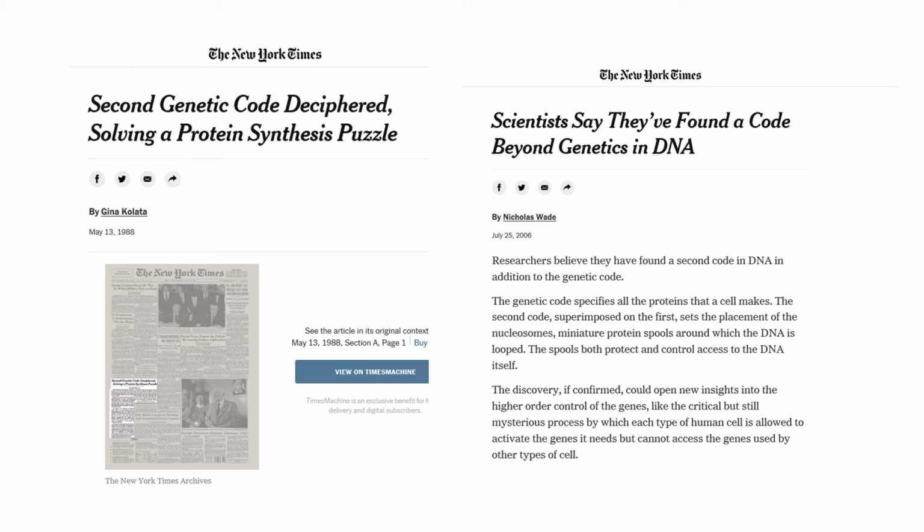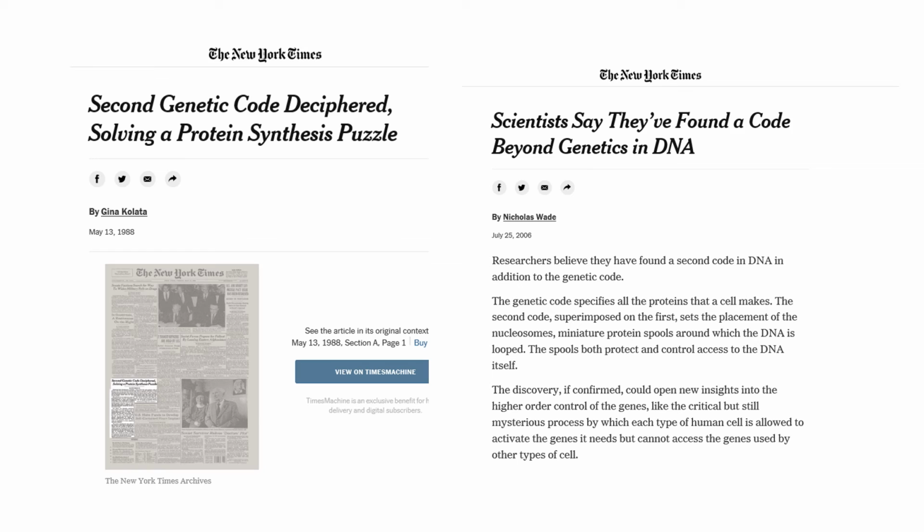And so, of course, each time one of these discoveries is made, interestingly, it filters out into the popular press because this is very exciting and is called a second genetic code. So you see an article from the New York Times in 1988 that is saying a second genetic code has been deciphered, solving a protein synthesis puzzle.